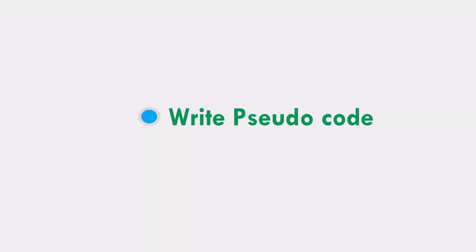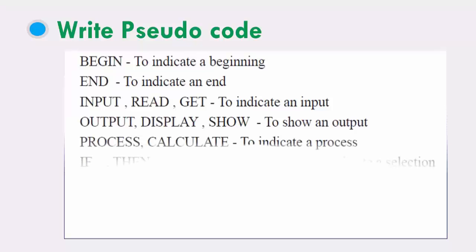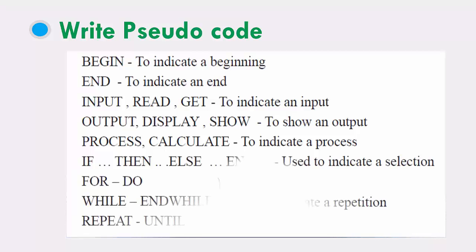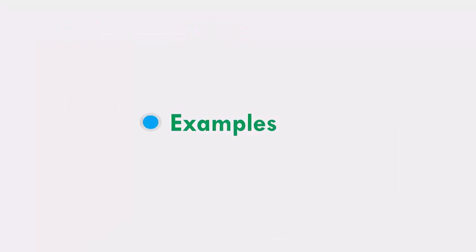Let's see how to write pseudocodes. These are the words normally applicable with pseudocodes to indicate input, process, output, selection and repetitions. We can use these words or words similar to this. Now let's discuss some examples with pseudocode and flowcharts both.